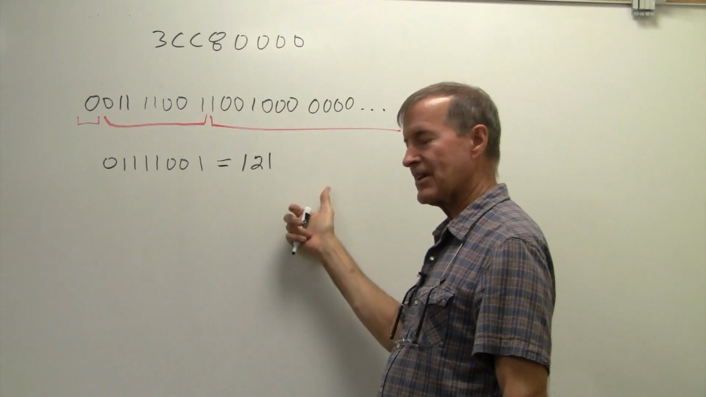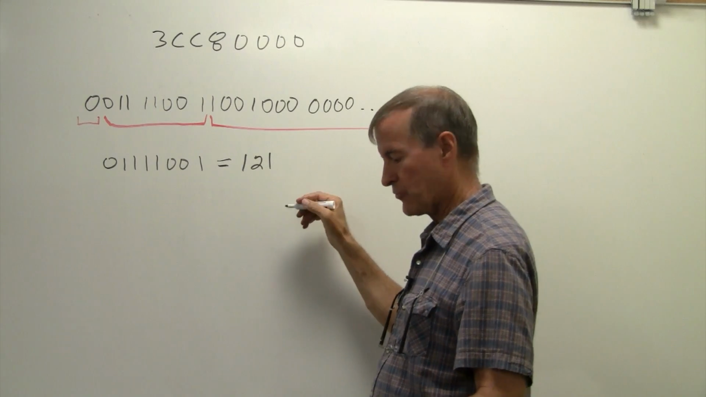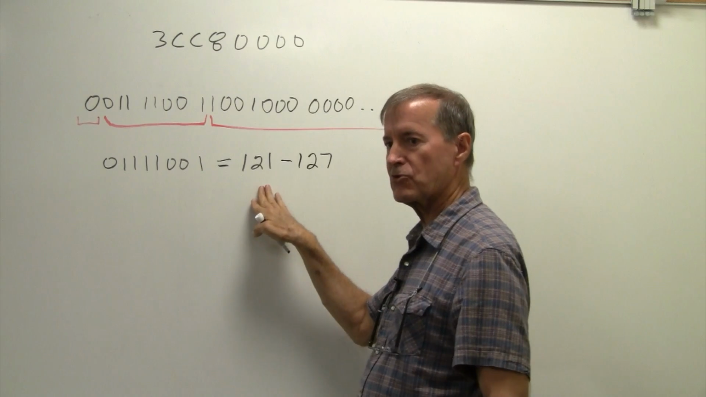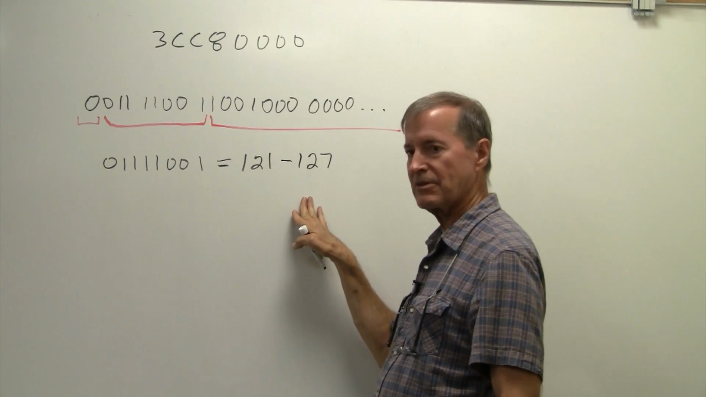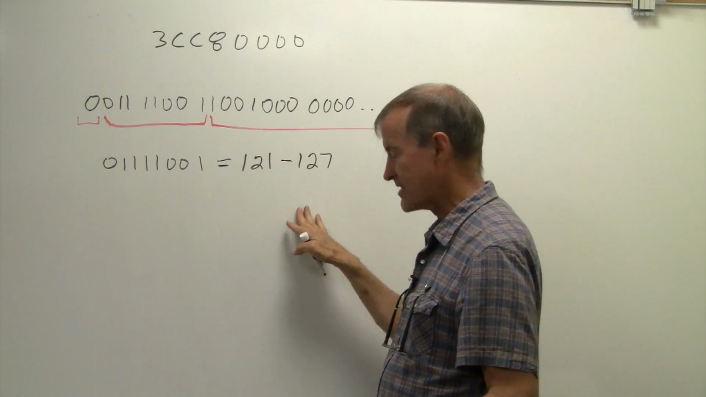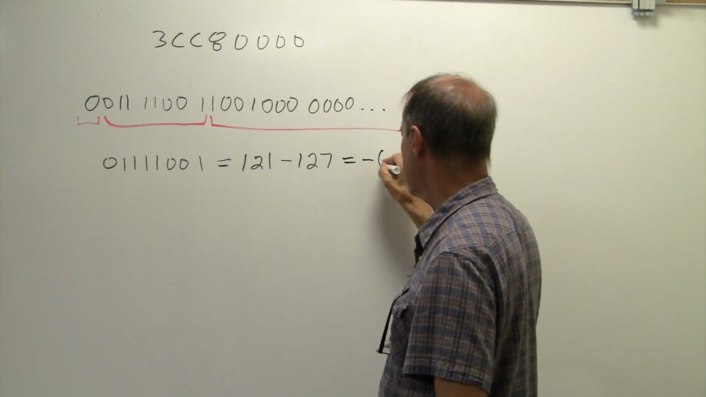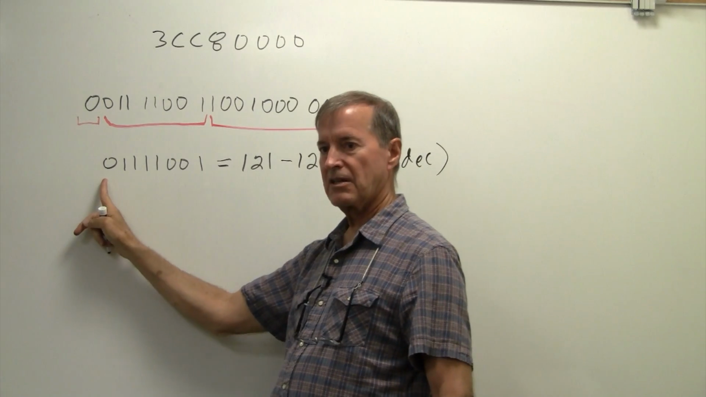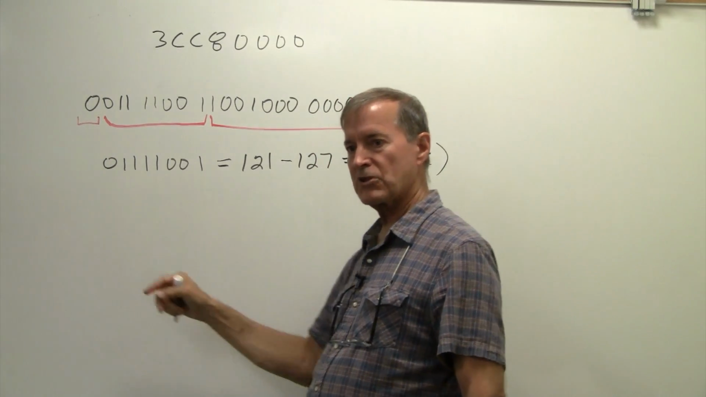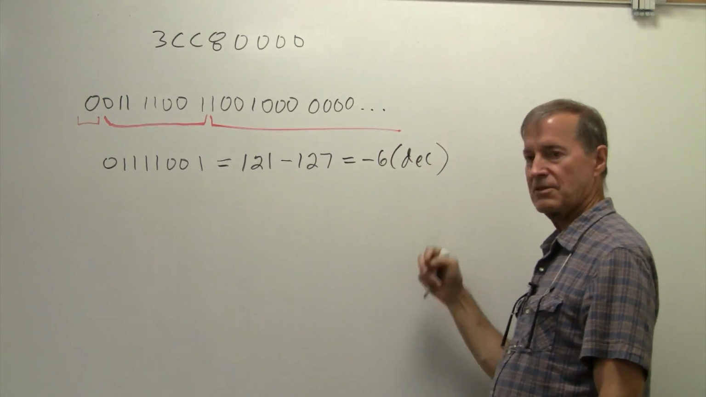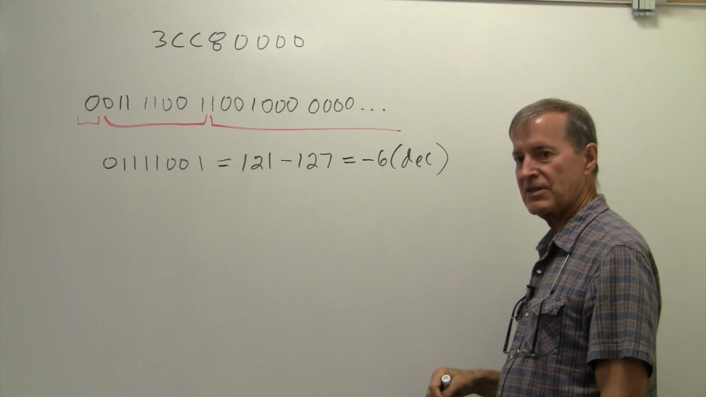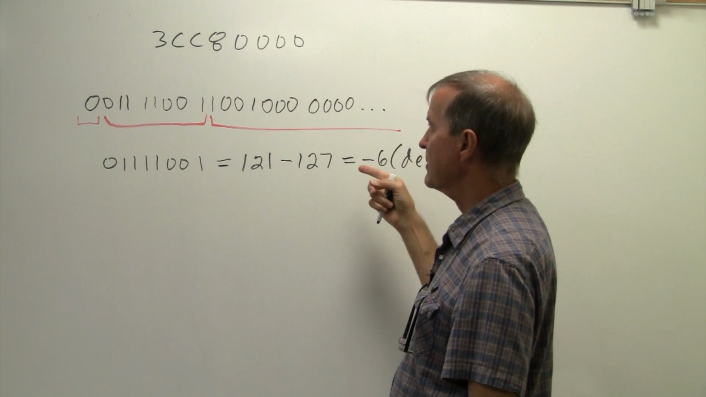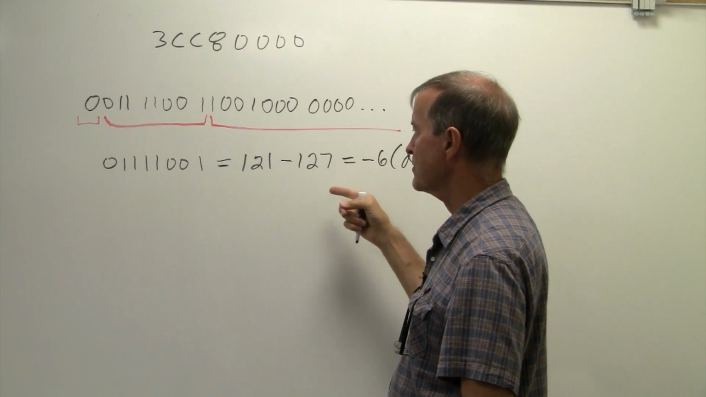That's 121. But now we're going from decimal to excess. So now what do we do? We subtract. It's excess 127. So now what's 121 minus 127? It's -6. That's negative 6 decimal. By the way, we are only going to write this in binary scientific notation.